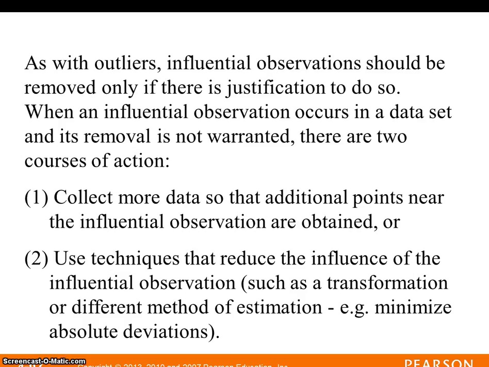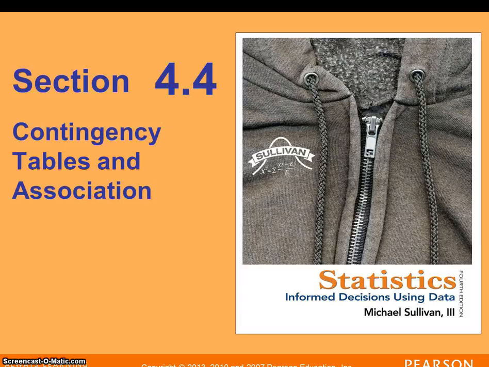As with outliers, influential observations should be removed only if there's justification to do so. So again, you shouldn't automatically remove them, but you might want to go back and look at your data, see if data was entered incorrectly or if you measured something incorrectly. And if you do remove them, you might want to collect more data or use techniques that reduce the influence of influential observations. Okay, well that should wrap up section 4.3.